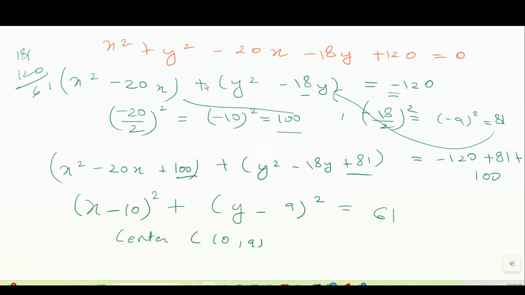We need to change the sign. And what will be the radius? The radius would be the square root of 61. Very good, square root. So when you are given this number without a square root, then you need to write it here with a square root. Suppose here we have square root 61, then the answer will be just 61, right?